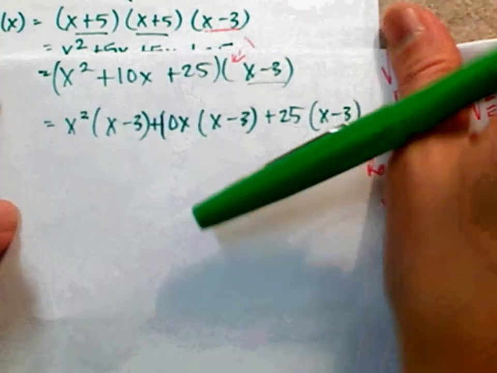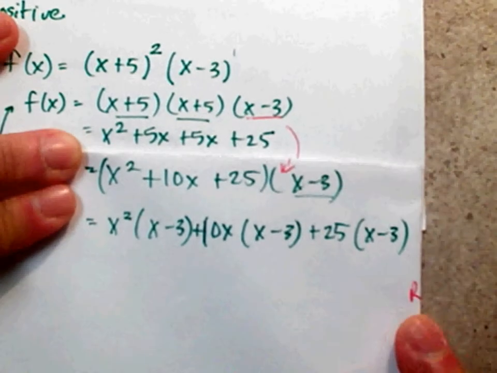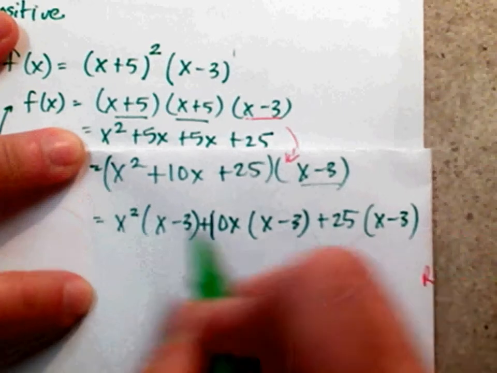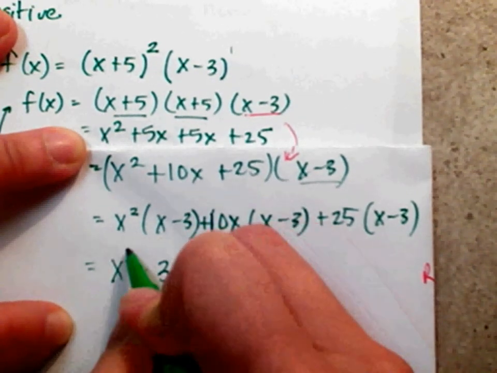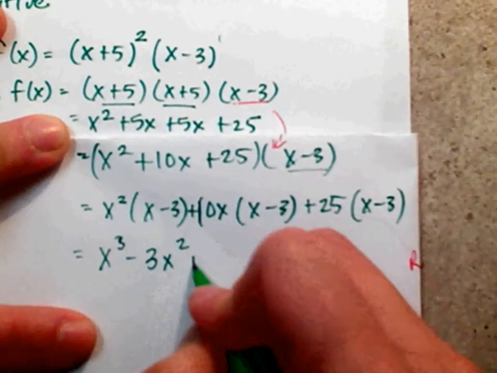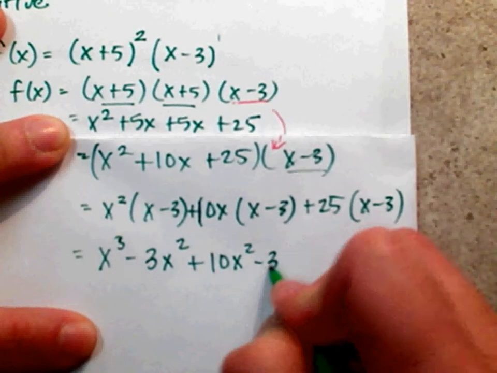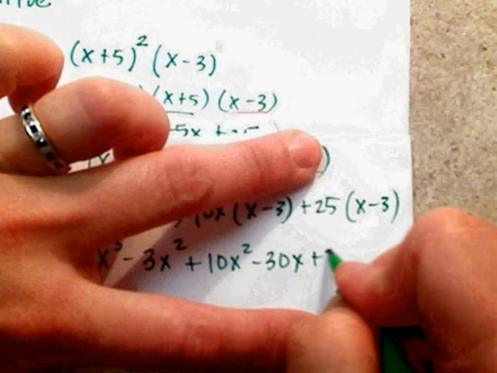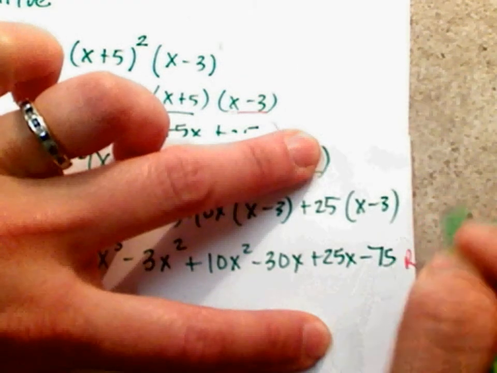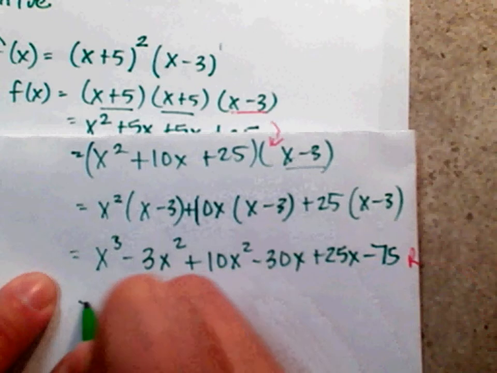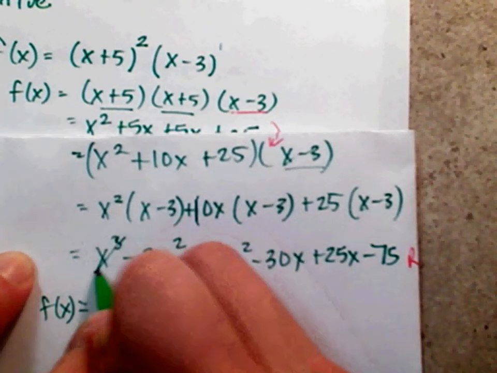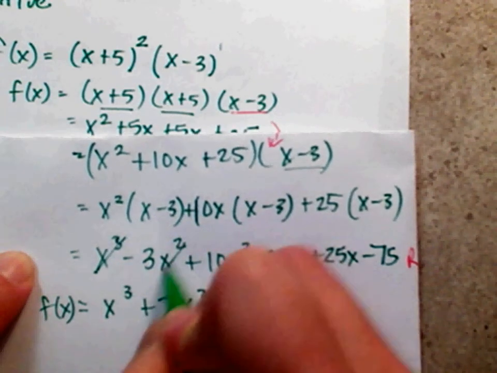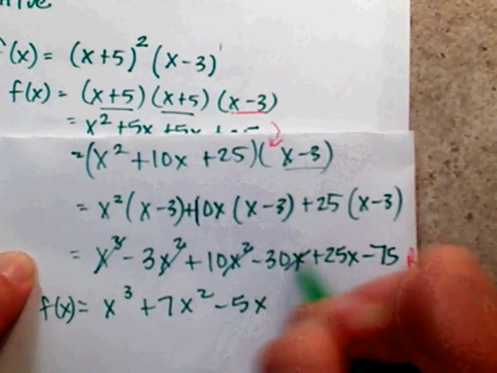My apologies. Okay, you guys ready? Now, distribute, so you have x to the third minus 3x squared. Let me make my 3 look good. Plus 10x squared minus 30x plus 25x minus 75. Okay, combine your like terms. So f of x equal x to the third plus 7x squared minus 5x minus 75. And there is your standard form.